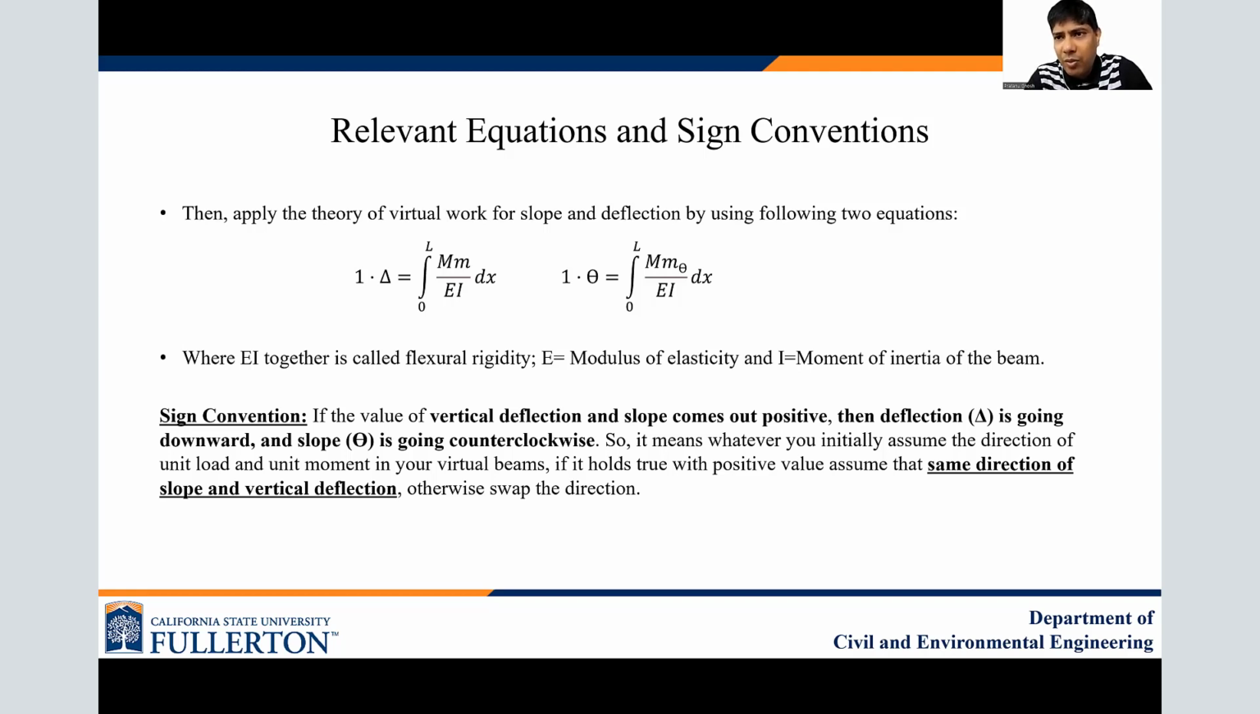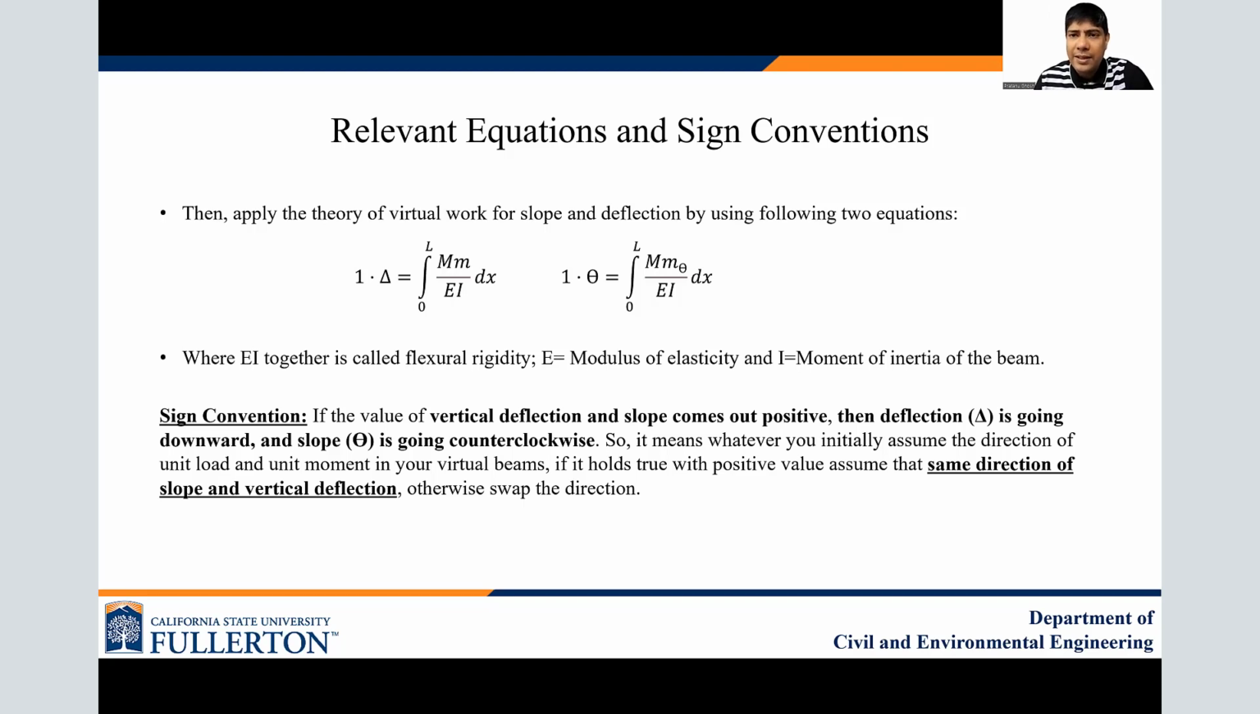Now, the question comes to the sign convention. We already talked about that: you start with your sign convention. If you get a positive value, you keep it as it is. If you get a negative value, then you swap the sign. So let's say you start with a downward unit virtual load. Somehow you get a negative value. That means the deflection is going upward, so you need to swap it. Similarly, let's say you start with a counterclockwise unit moment and you get a negative value. That means your slope is going clockwise. So that's basically the sign convention of virtual work.